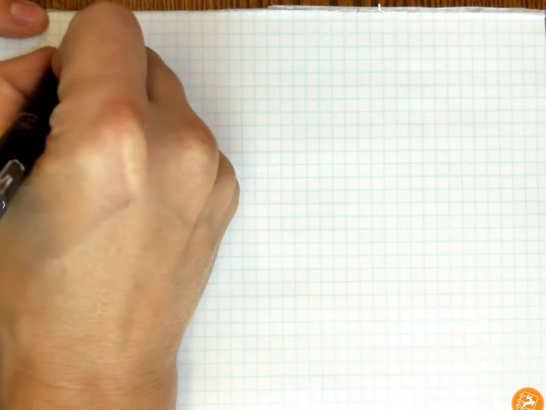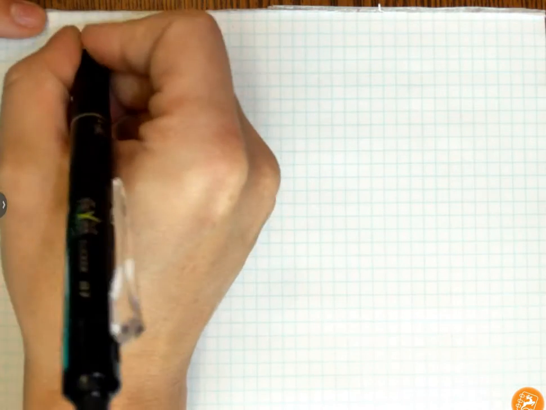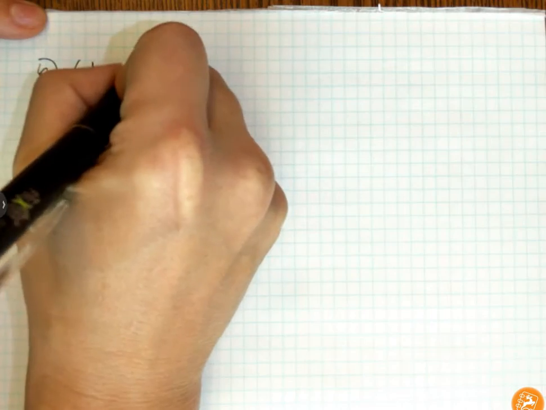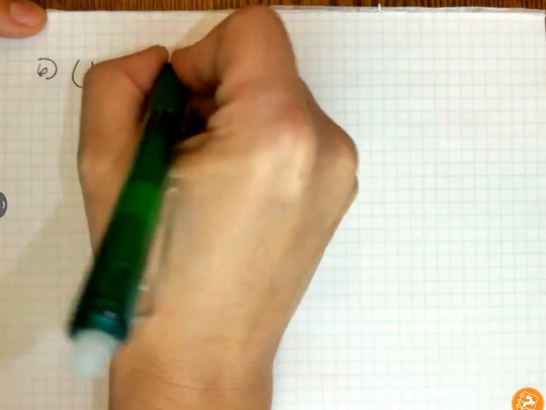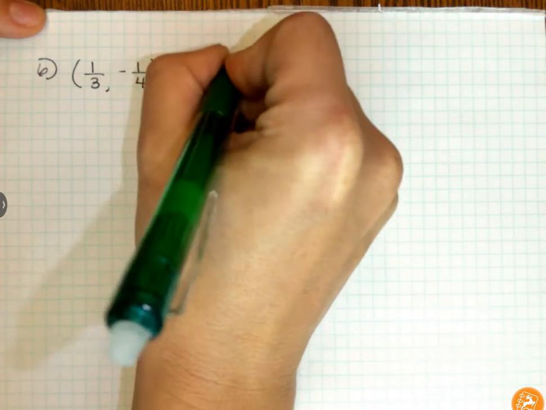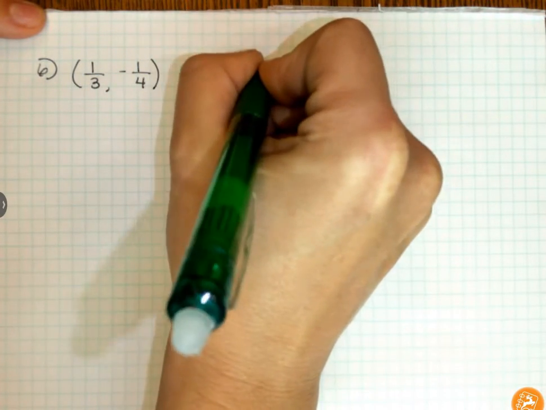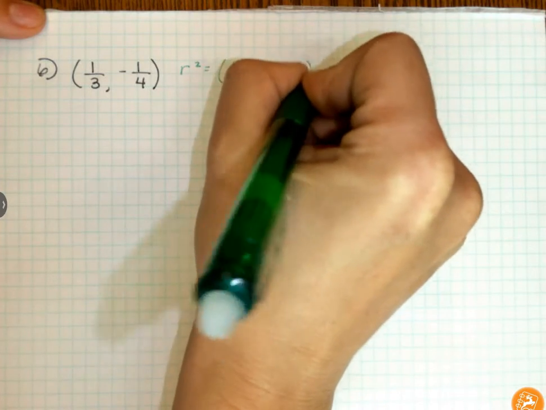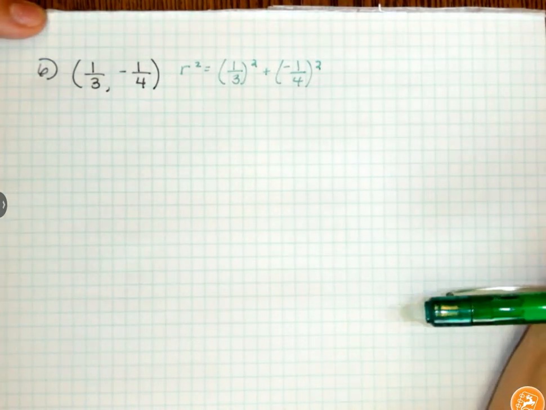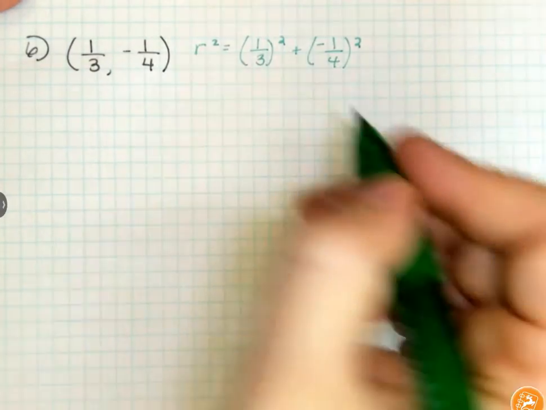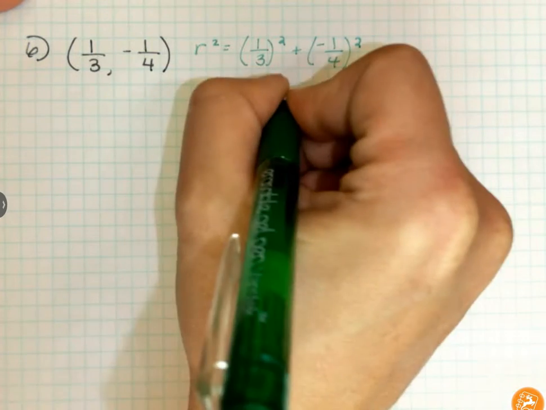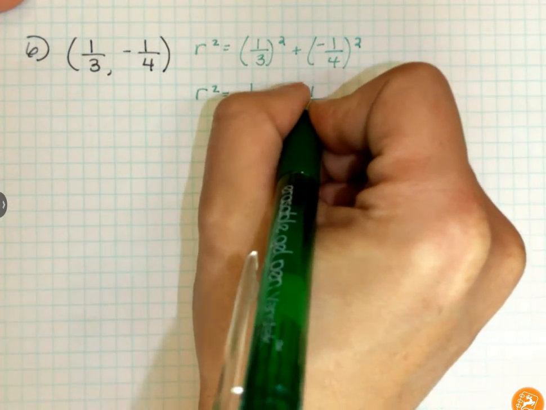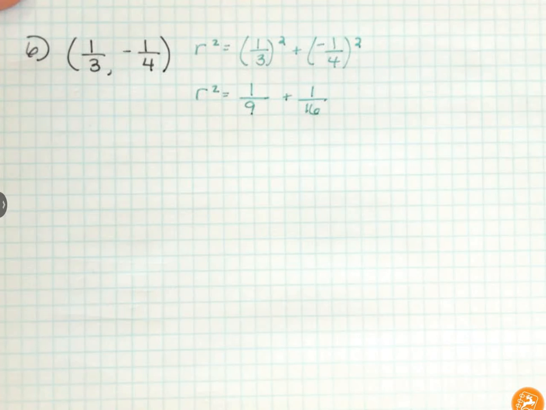Number 6 started off with 1/3, negative 1/4. If I'm going to find the radius for that, my radius squared will be 1/3 squared plus a negative 1/4 squared. Don't forget, a negative times a negative is always going to be positive. So I have r squared is 1/9 plus 1/16. So far, so good?